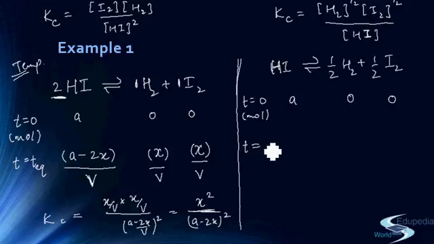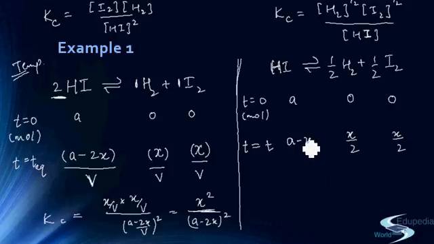So I can say that after any random time T, if A was the initial moles of HI, then A minus X can be said to be the moles left of HI after time T, where X is the moles of HI consumed after time T. So if X is the amount of HI consumed, then X by 2 and X by 2 are the amounts of H2 and I2 formed.